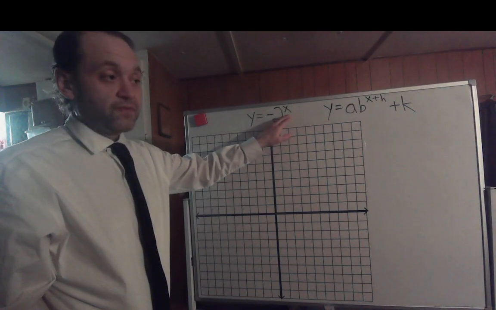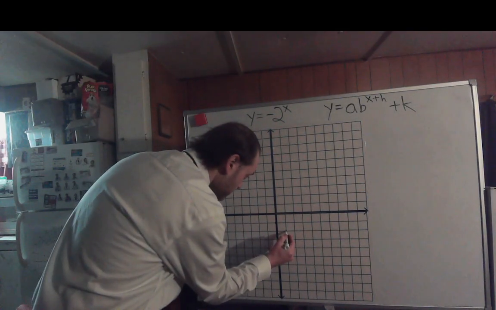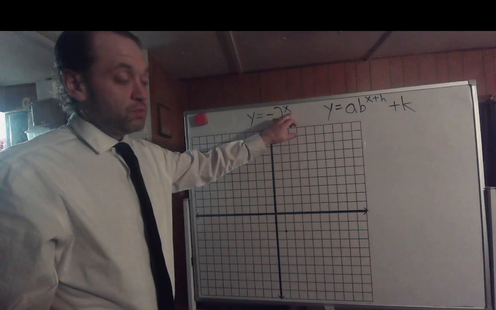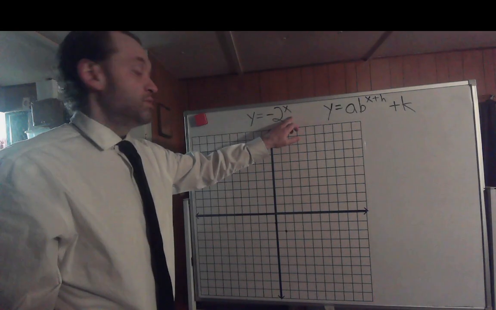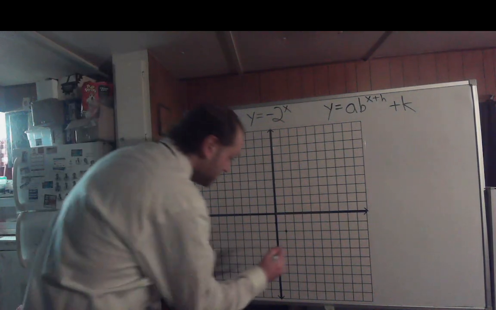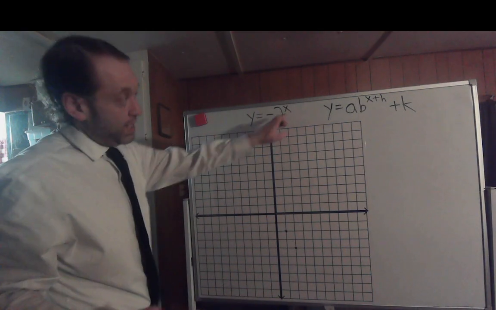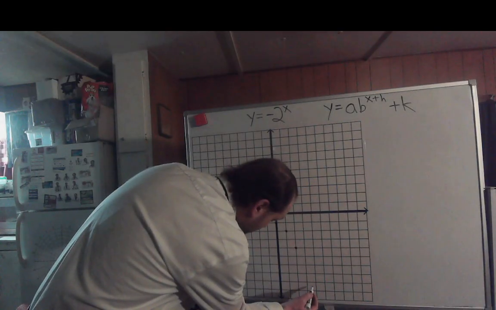Well, 2 to the first is 2. Negate that, you get negative 2. Then what about when x is 2? Well, 2 to the second is 4. You negate that, you'll end up getting negative 4. And then when x is 3, 2 to the third is 8. You negate that, you'll end up getting negative 8.